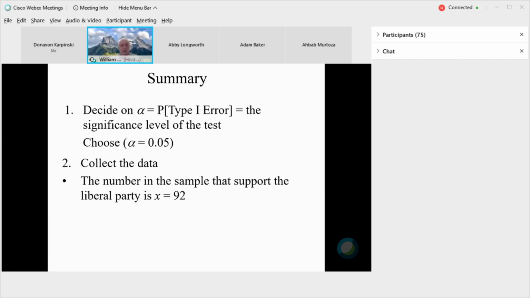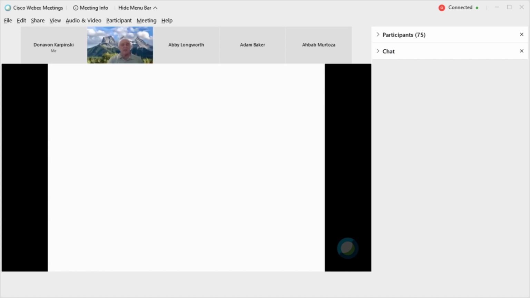We decide on our probability of a type 1 error. We'll choose 0.05. We collect the data. In the sample of 892, 11.5% are going to support the Liberal Party, which is above 8%. The question is, could that have occurred by chance?